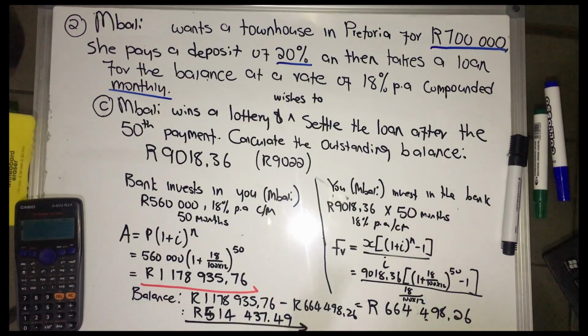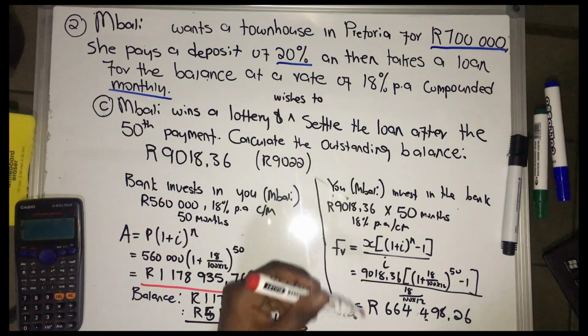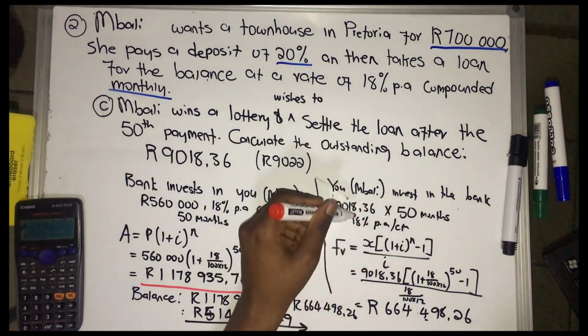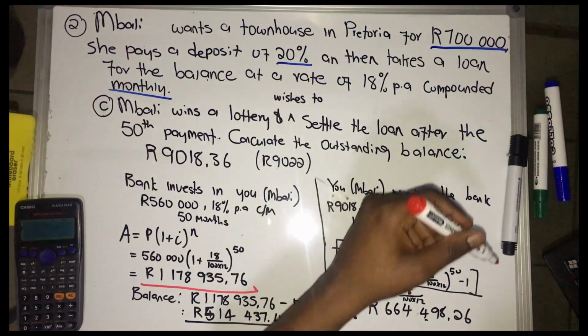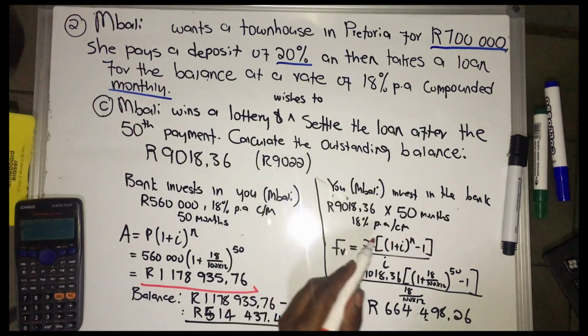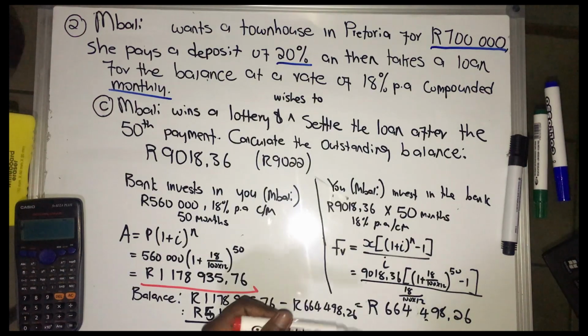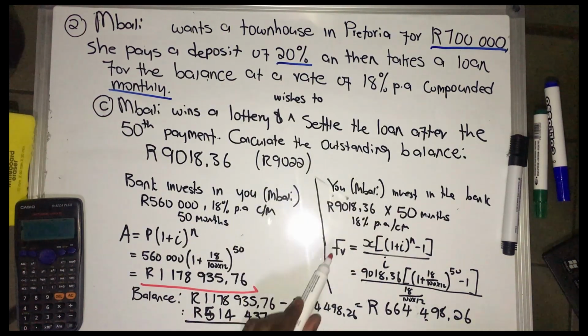And then on the other side, we think of it as how much would equal payments of 9,018 rands for 50 months at interest of 18% per annum compounded monthly would yield after these 50 months. Okay, so now we're seeing that would amount to 664,000. So the balance obviously would be the difference between those two values. Okay, so now that's what we got. That's the balance at the end of 50 months.